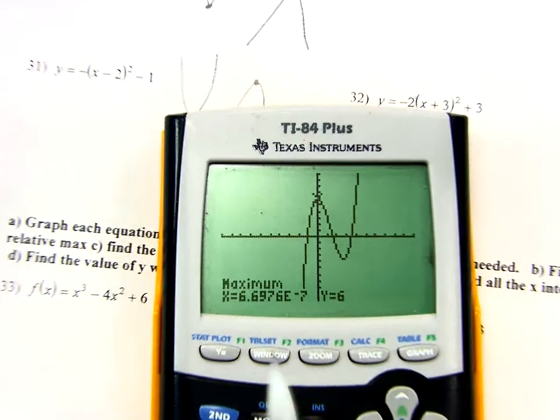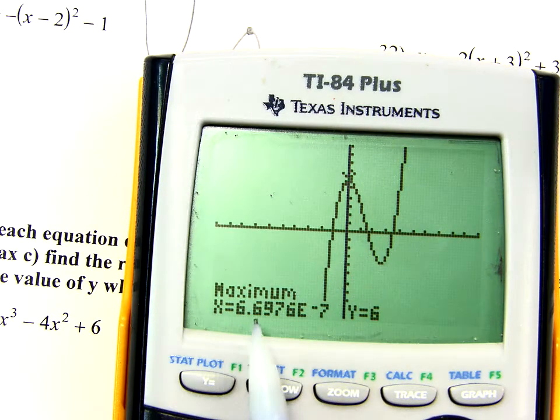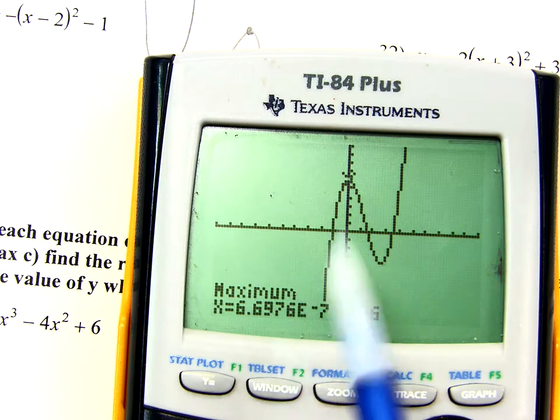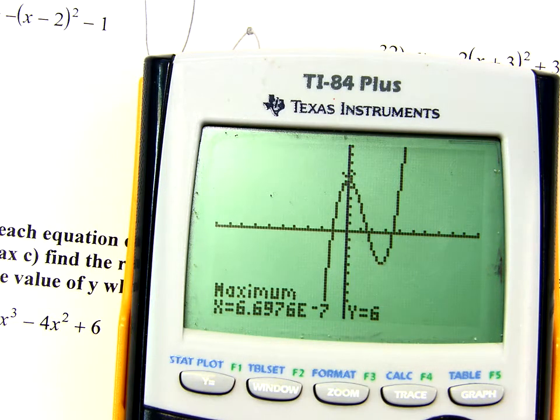And remember, we talked about this. If you see something like this on your screen where there's an E, what's this really? 0. It's just 0. Okay, so just be mindful. If you see something weird, there's an E, it's just 0. So that first point is at 0, 6.